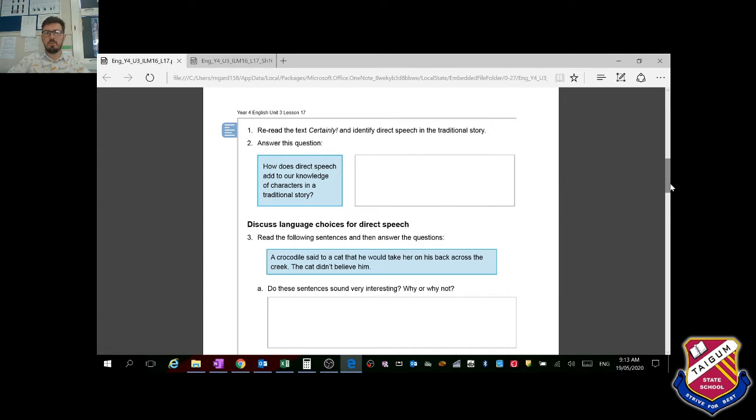Reread the text Certainly and identify direct speech in the traditional story. So I want you to pause the video and go and reread Certainly and try and look for some direct speech. Now answer this question. How does direct speech add to our knowledge of characters in a traditional story? Write a response to that. Off you go.